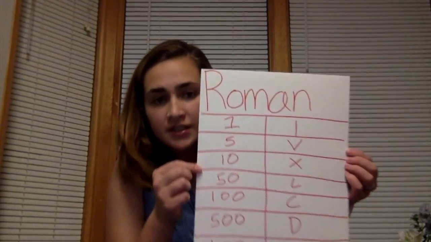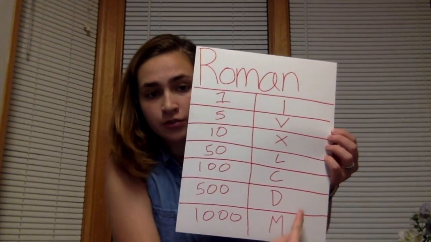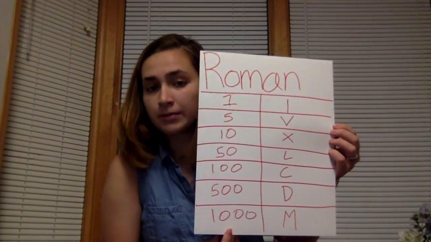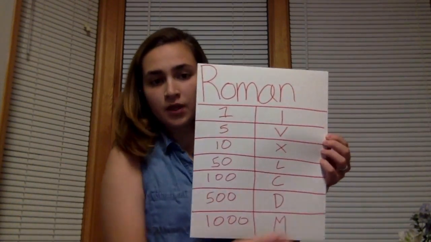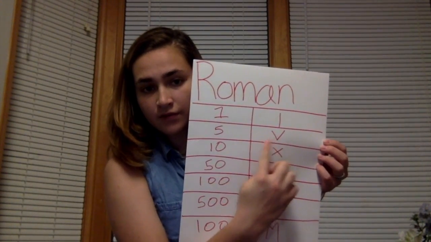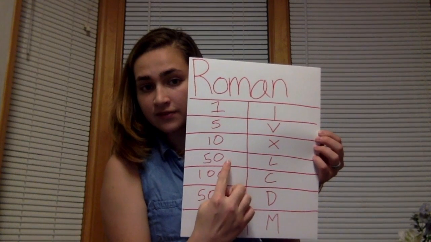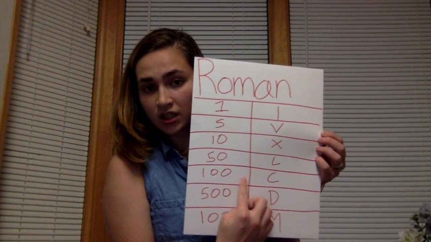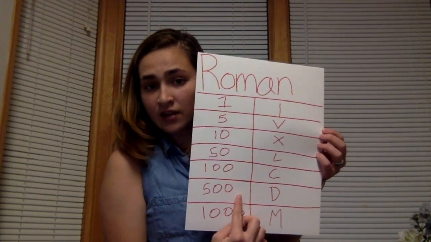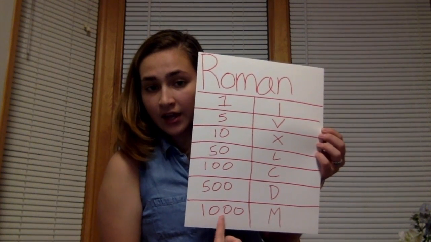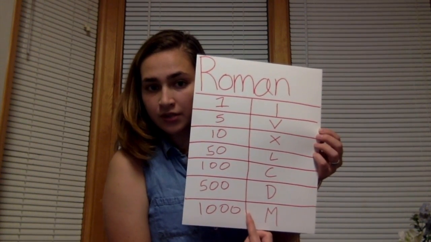So, these are the Roman numerals compared to the Hindu-Arabic one that we are so used to. This is the I, which is 1, the V is 5, the X is 10, the L is 50, the 100 is a C, 500 is a D, and 1,000 is an M.